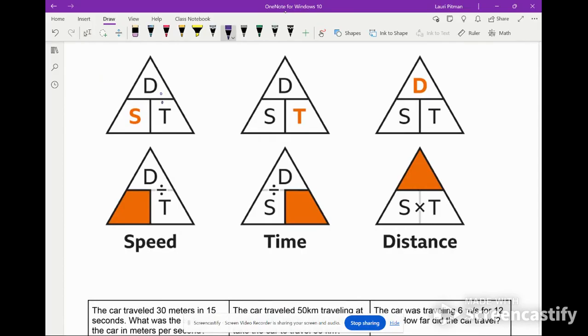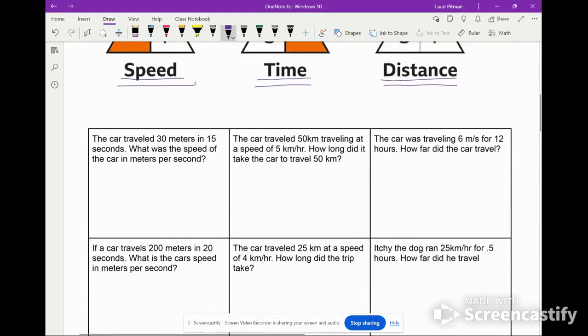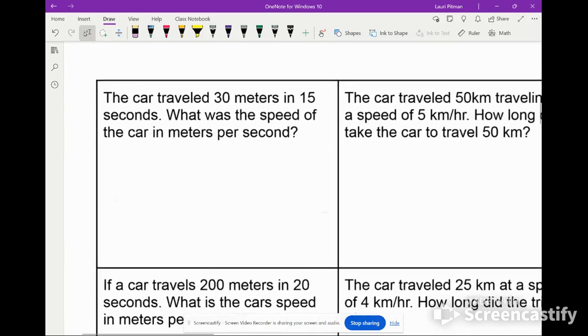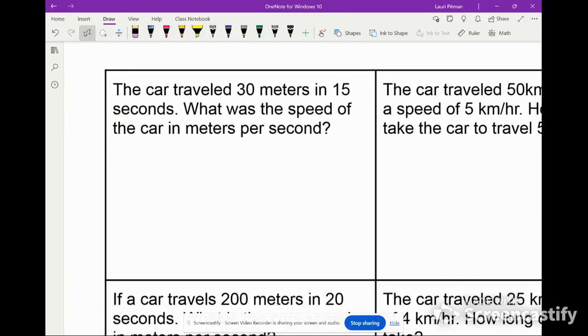So if they ask you, okay, what's the speed of this object? If I cover up the S in my triangle, that leaves me with distance divided by time. If they ask me, how long is this going to take? How much time did it take? If I cover up the T, then I'm left with distance divided by speed. If they ask me how far did it travel, then notice I cover up the D, and now I'm going to do speed multiplied by time. Okay, so let's go and work through some example problems together. Yours should look exactly like mine, and then you'll do the last three on your own.